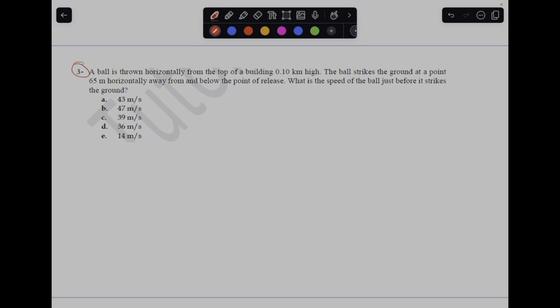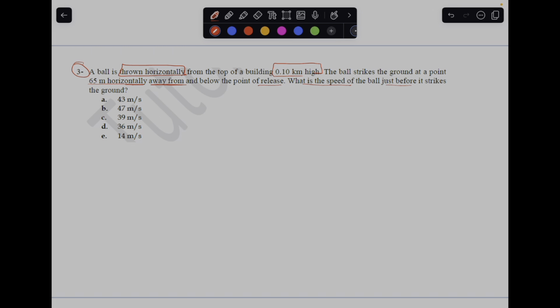A ball is thrown horizontally from the top of a building, which is 0.10 kilometer high. The ball strikes the ground at 65 meters horizontally away from and below the point of release. What is the speed of the ball just before striking?